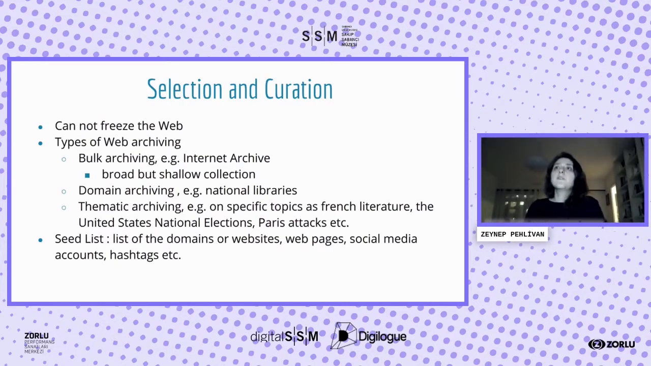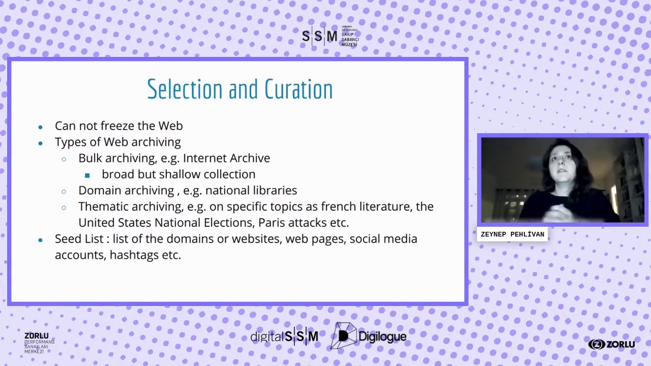Selection and creation: why do we need it? Why don't we get the whole web? Because we cannot. We cannot freeze the web, and we cannot tell people, hey, stop publishing things because we are archiving, so don't change anything for 4 days. It's not possible. So there are different types of archiving.